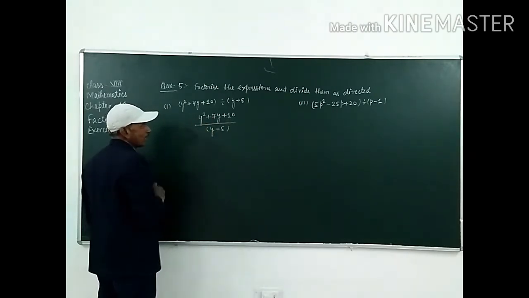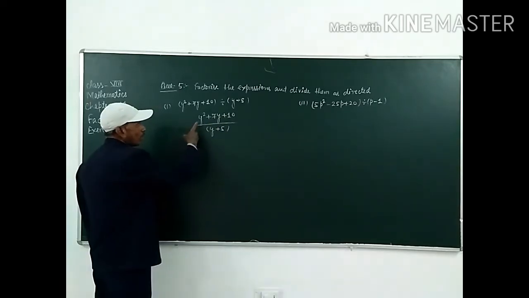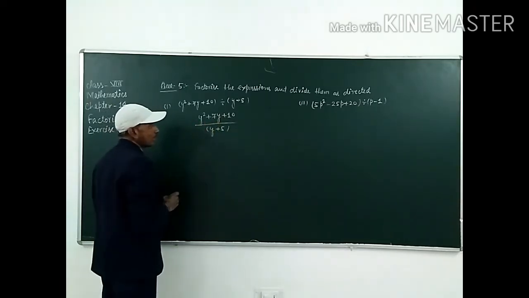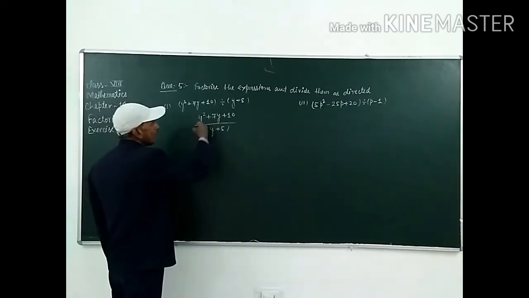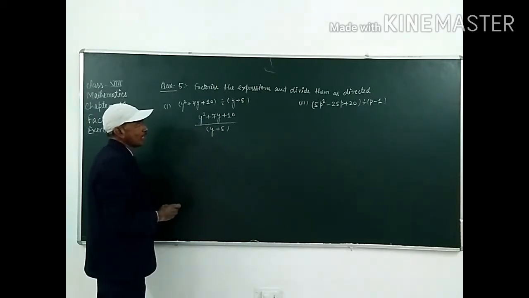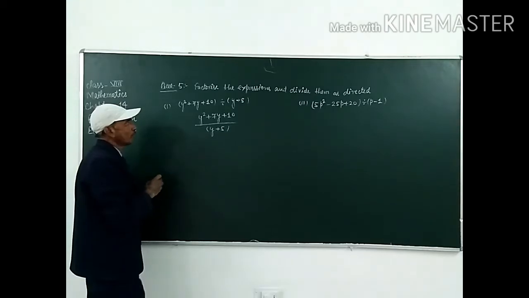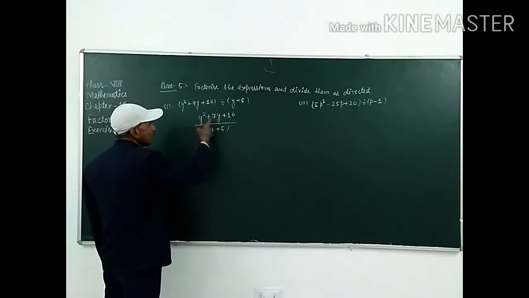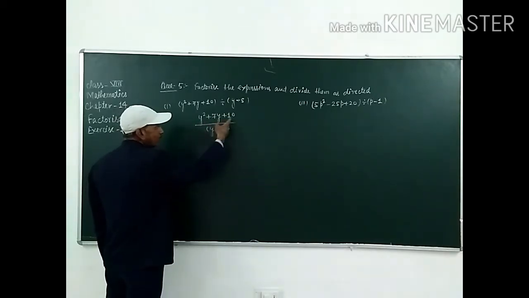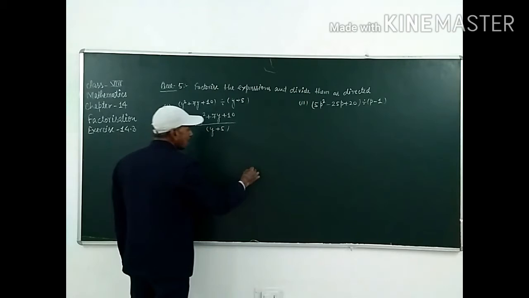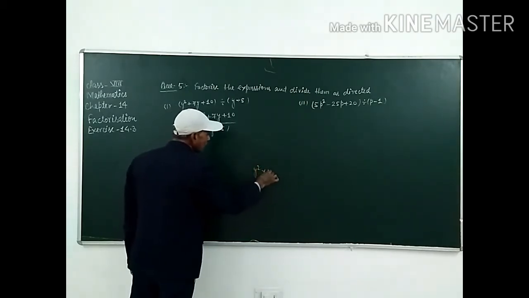Now, this is the numerator and we observe that there are 3 terms, y square plus 7y plus 10. So, this is a trinomial. Students, we have already solved this type of trinomial in exercise 14.2, question number 5. Now, this one is a trinomial and we have to find the product of first and last term, that is y square into 10, it will be 10y square.